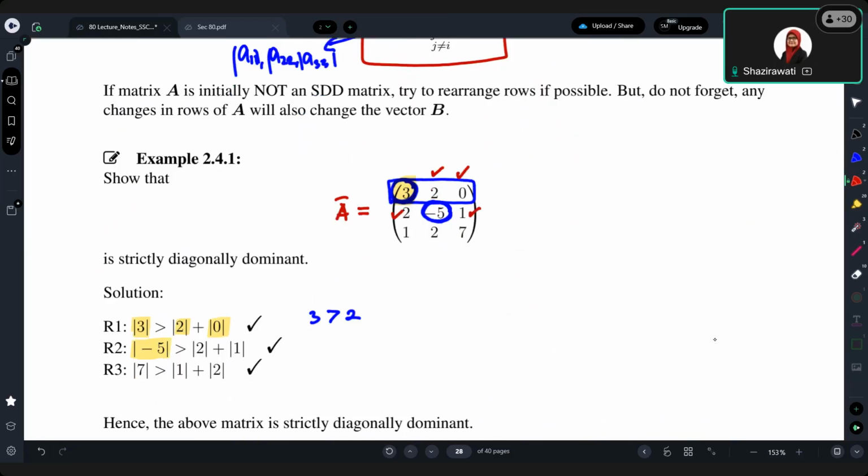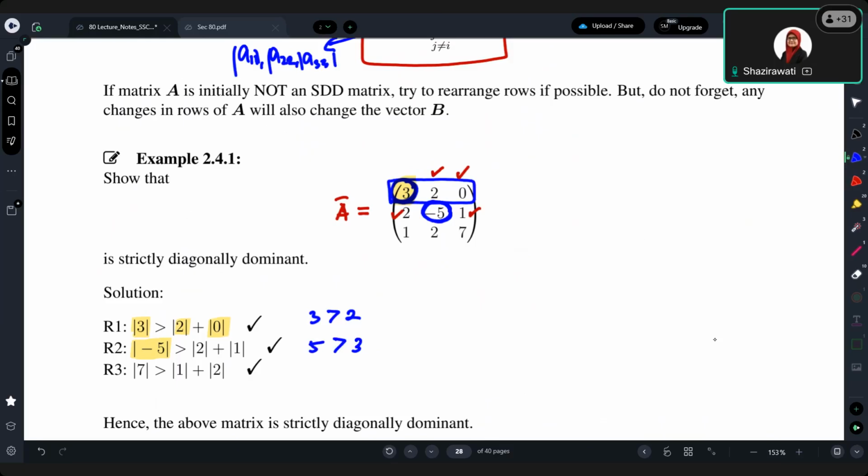Okay, so positive 5 is greater than 3. True, 5 is greater than 3. And then for row number 3, the diagonal element is 7, A33. So 7 is greater than the summation of the others, its siblings on the same row.